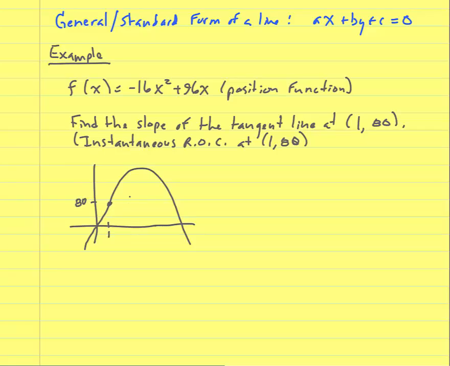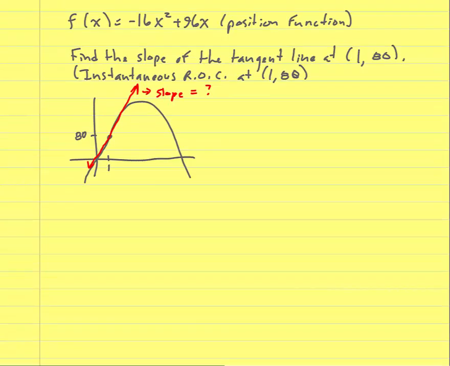So what I'm trying to find is the slope of the tangent line at that point, one that just skims that curve. So I want the slope of this tangent line at that point. So let's go ahead and look at some formulas that we had from up above.